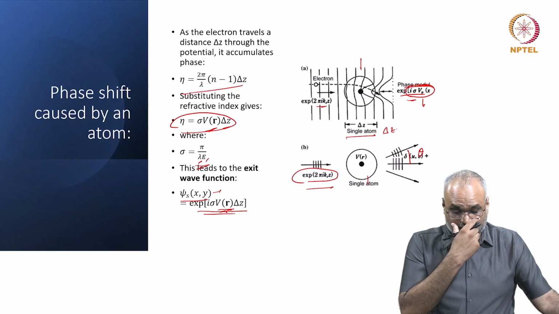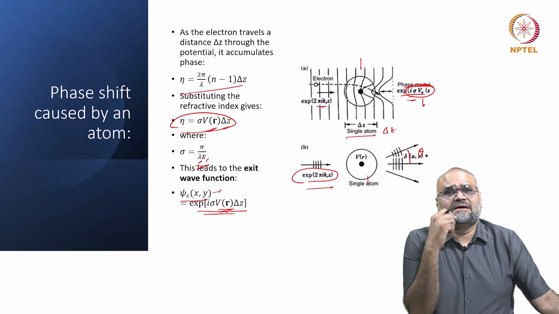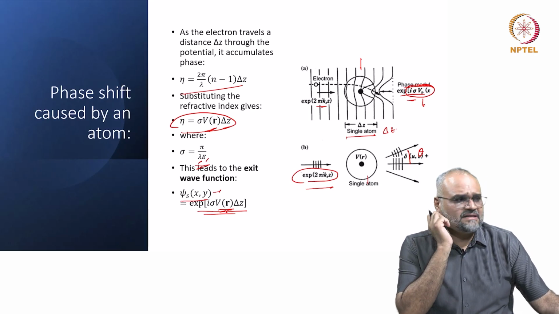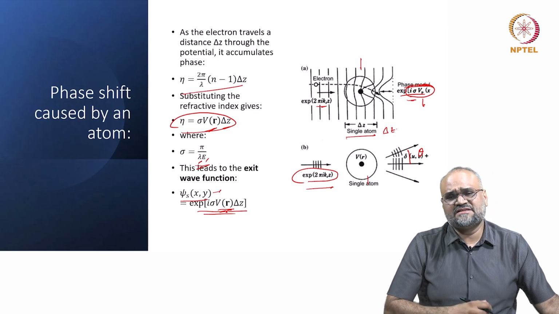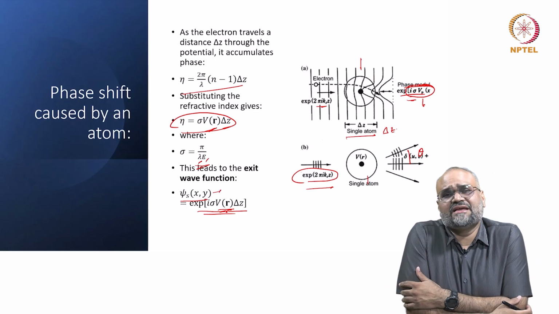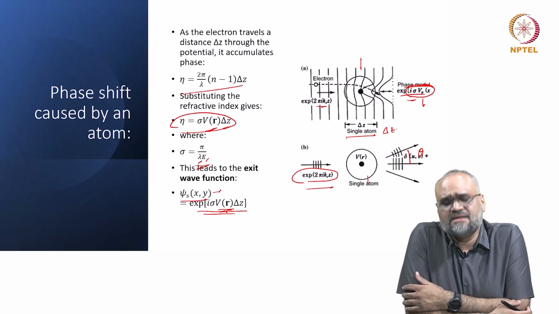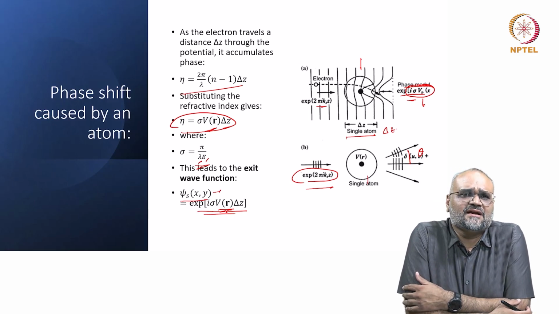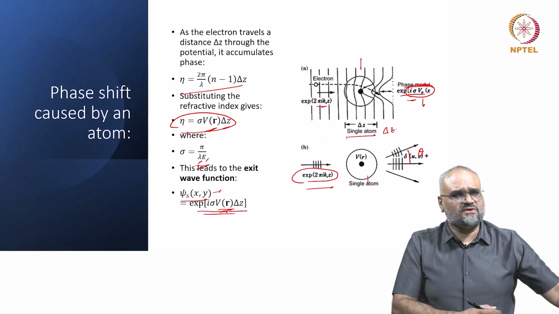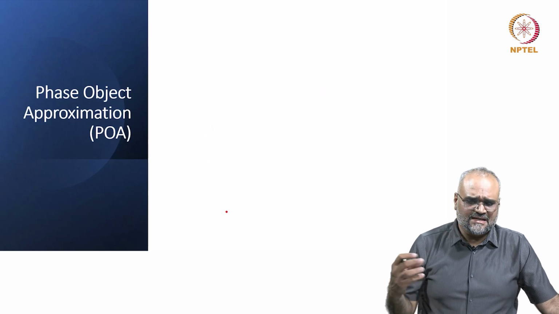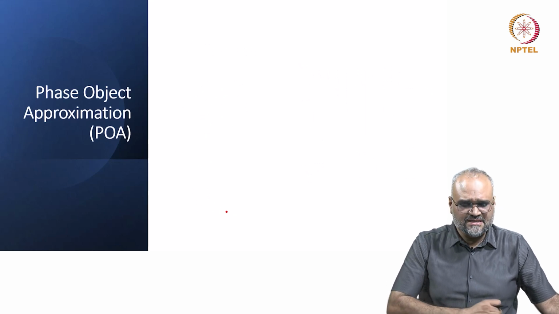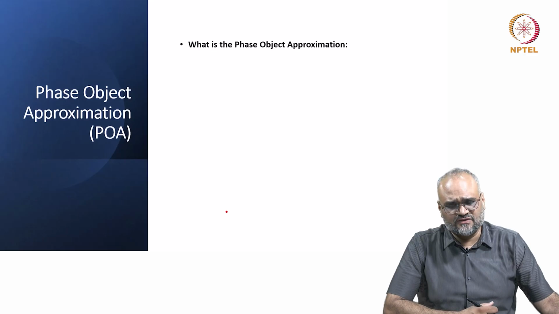Now, based on these kinds of concepts, something called the phase object approximation has been introduced. What this means is, essentially because of the electrostatic potential of the atom, you are assuming that when an electron beam is interacting with a specimen, you are introducing a phase shift. So for understanding any of these interactions that happen in electron microscopes, a concept called the phase object approximation has been introduced. So what exactly is the phase object approximation?